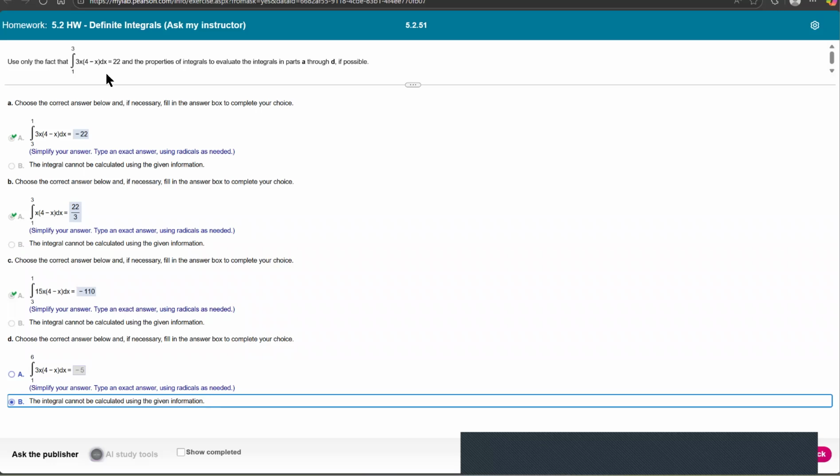They're wanting you to say, based upon the principles of this section, which was just multipliers of integrals, the negative 1 factor by flipping the limits of integration, things like that to adjust your answer, not the actual integration itself. So in this one, they're wanting that the integral cannot be calculated by the given information.